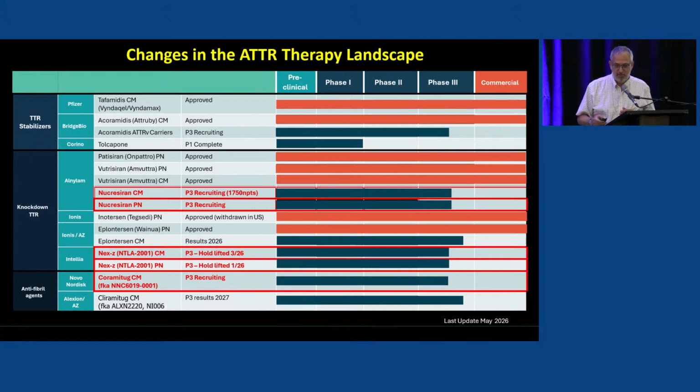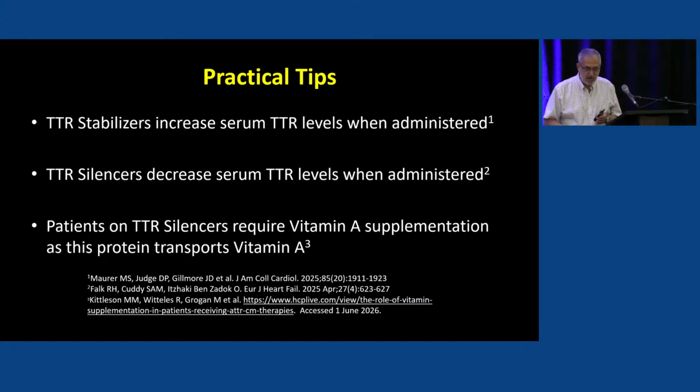So I will turn it over now to my esteemed colleague. Oh, sorry, just the practical tips. Stabilizers make the protein go up, silencers make it go down. That's one way to measure efficacy. And don't forget, in patients who are taking a silencer, they have to be on a vitamin A supplement because you've removed the protein that can transport vitamin A. You don't want them to develop any consequences of vitamin A deficiency.